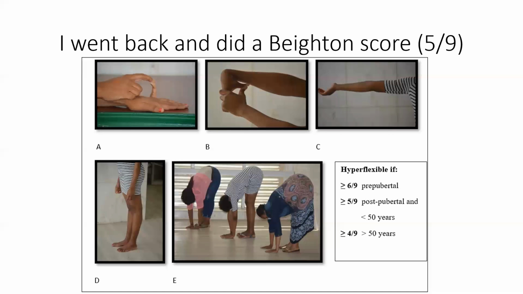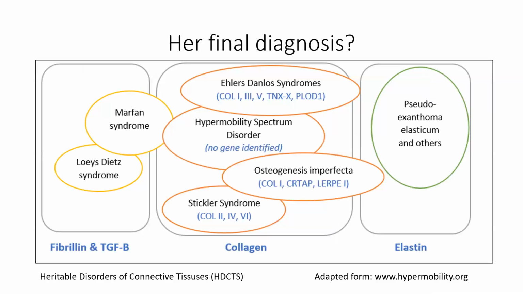So I went back to the patient and I did a Beighton score, which was positive. It was 5 out of 9. And this score is a screening tool for hypermobility, and it is scored according to age. So the pictures here are actually of my patient and her mother and her sister. So yeah, she had a positive score, and I'm going to return to how the score works a bit later in the presentation. So a final diagnosis. After ruling out other heritable disorders of connective tissues, I diagnosed her with hypermobility spectrum disorder.